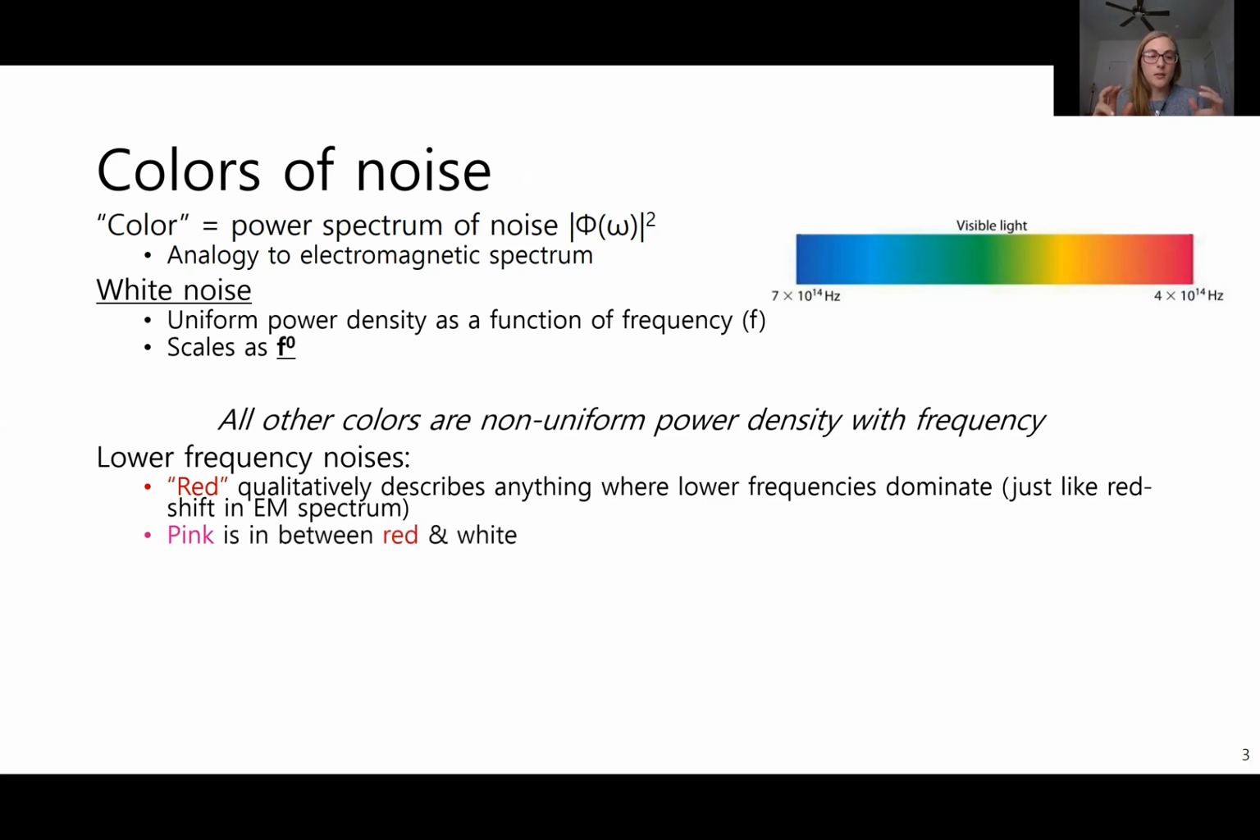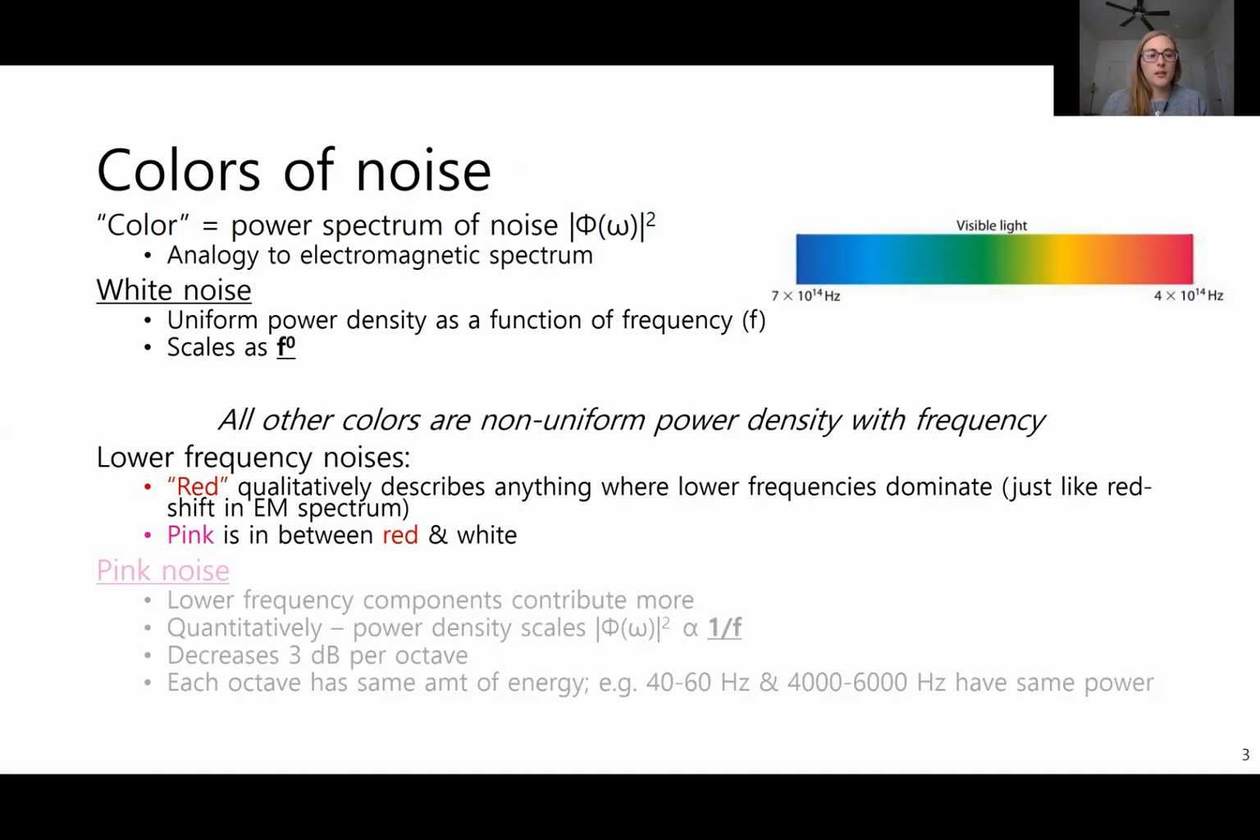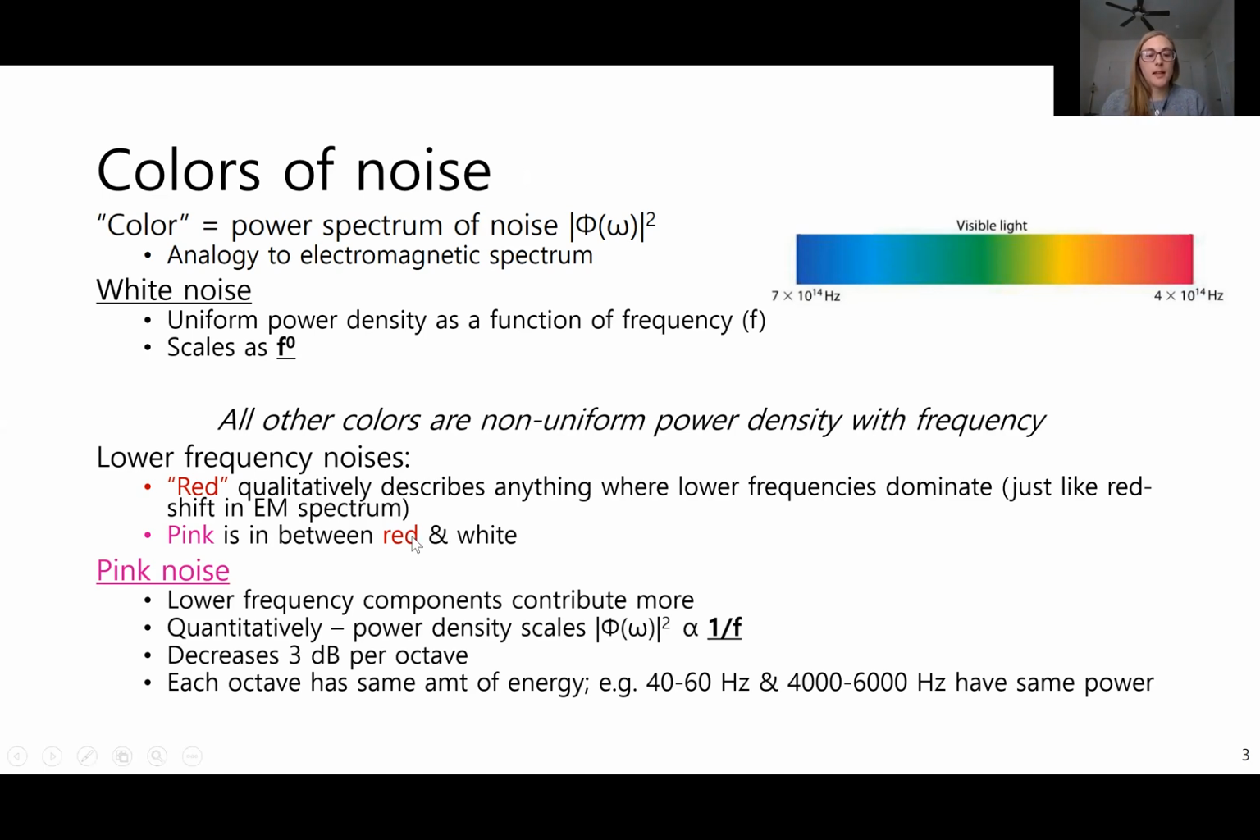One of those is pink noise, and you can think about pink as a mixture of red and white. So pink noise has lower frequency, it's at the redder end of the spectrum, and it scales quantitatively with 1 over f. With the scaling of 1 over f, we'll do a plot of this. What this means is that you're going to have a decrease of 3 decibels in the noise per octave, and each octave has the same amount of energy. So if you took a range of frequencies 40 to 60 hertz and 4,000 to 6,000 hertz, those would all have the same power within that band of frequencies. So pink noise is 1 over f.